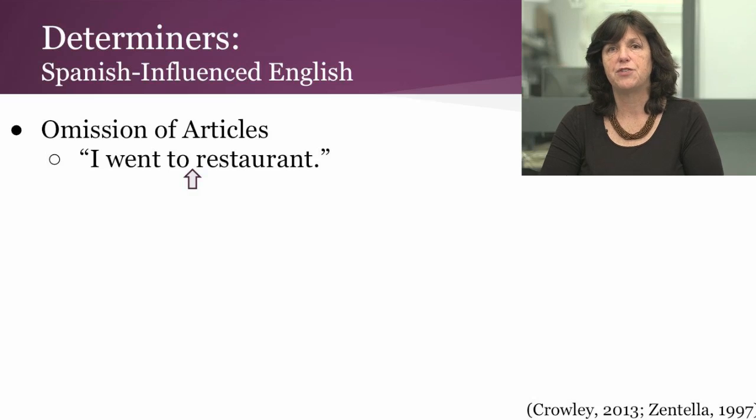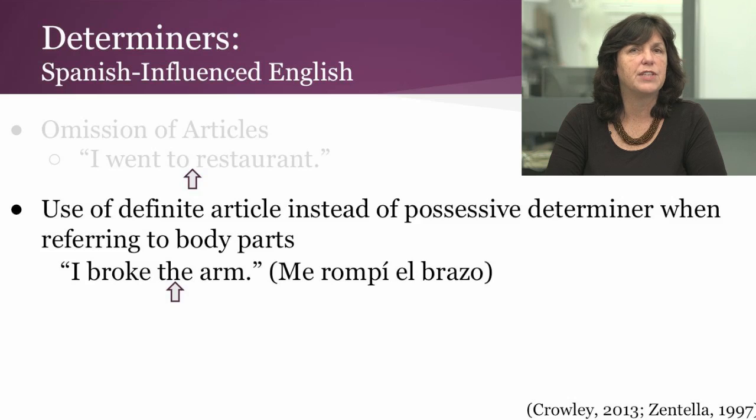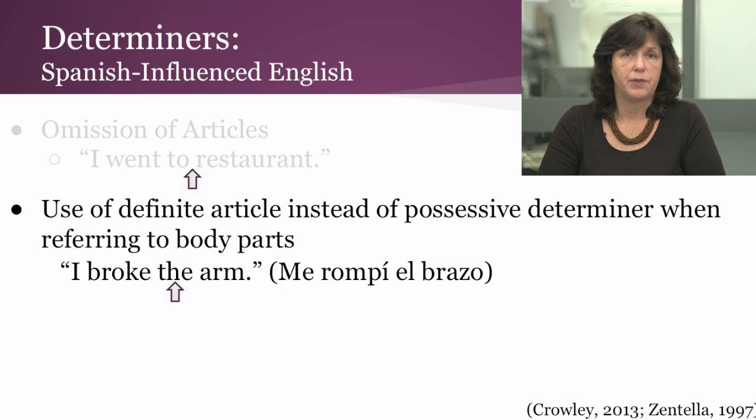Omission of articles is a feature of Spanish-influenced English. For example, "I went to restaurant." We might also see use of the definite article instead of the possessive determiner when referring to body parts. For example, "I broke the arm" comes from the Spanish, "me rompí el brazo."